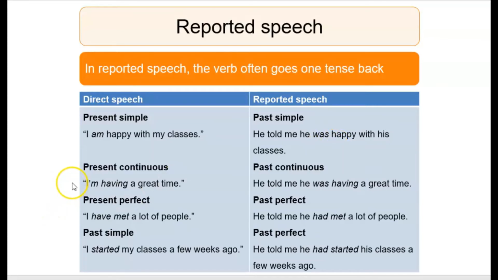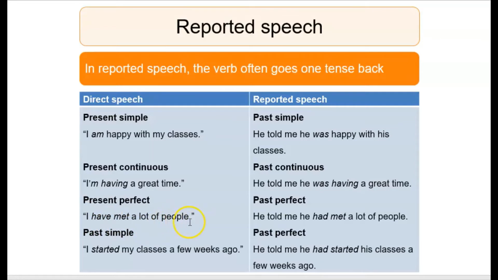Present continuous. Direct speech, he said, I'm having a great time. That's present continuous. And when I report it, it changes to past continuous. So in my answer, what I said was, he told me he was having a great time. So from am having to was having. Present perfect. He said, I have met a lot of people.